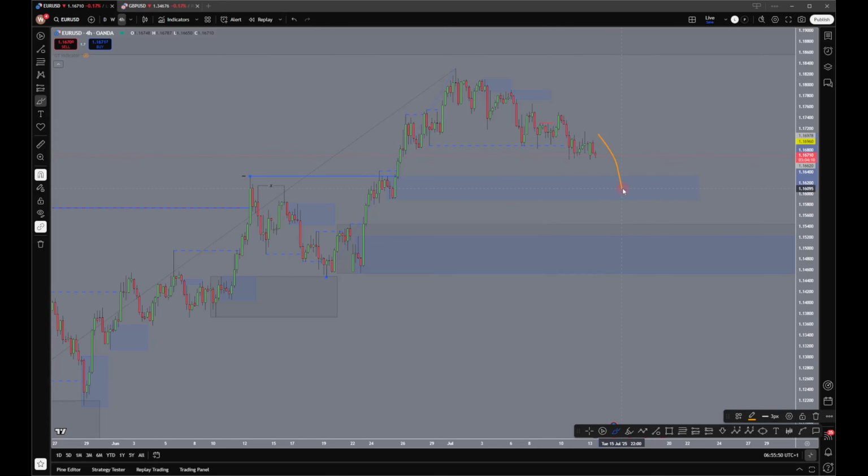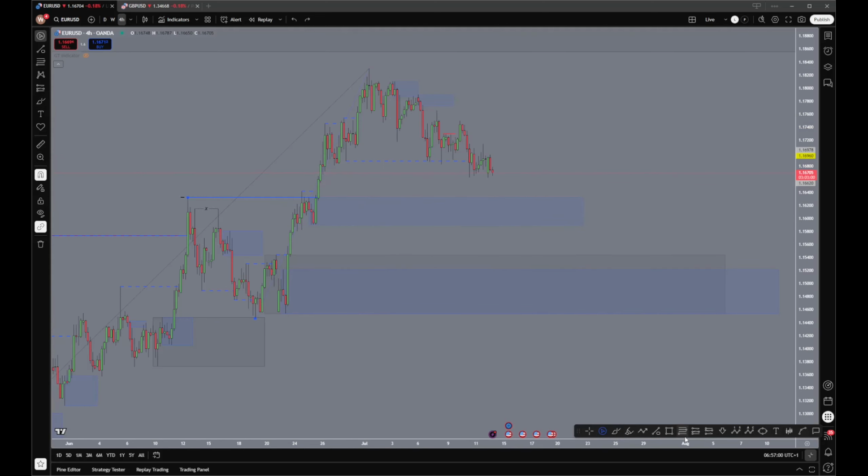So we do have this area of demand which we could pull into, and that could be the catalyst for internal pullback before continuing lower. So we do have this area of demand which is in the discount of this 4 hour swing leg. So when we reach here, it's also a sweep zone.